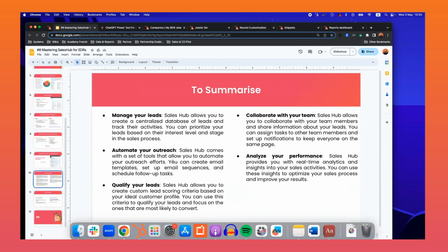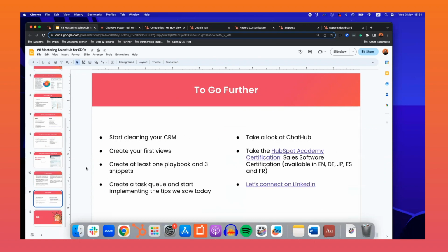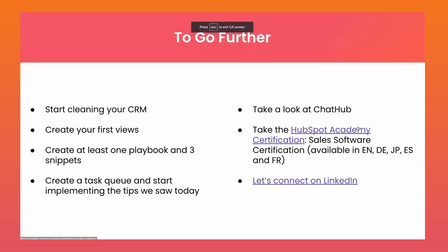And just to make sure, because I know we have 6 minutes left, if there are direct actions you should be taking after this session, there will be, of course, to start cleaning your CRM if it's not already clean. Create some views. If you don't have any views created so far, create some playbooks. You need to do like 10 of those, but 1 is a good start, at least a few snippets. And then start creating a task queue and start calling. Let's get to work.